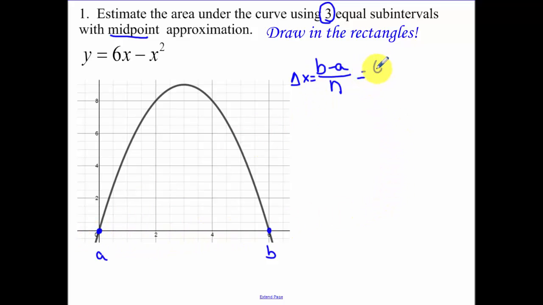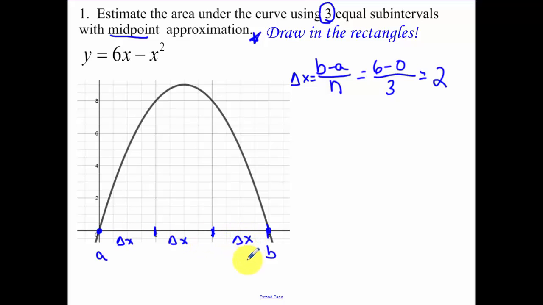So we have 6 minus 0, divided by 3. So our width is going to be 2. So that's going to be 1, that's going to be 1, and I'm going to have 1 there. Now, I have a hint: draw in the rectangles. It makes sense if you draw in the rectangles to figure out what the height is, because the delta x is our width.